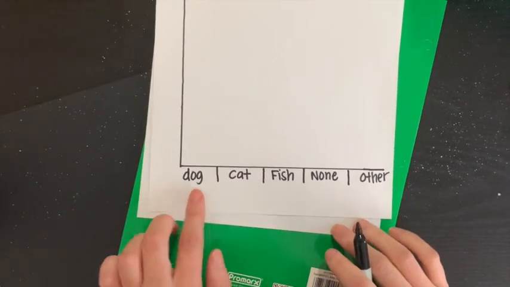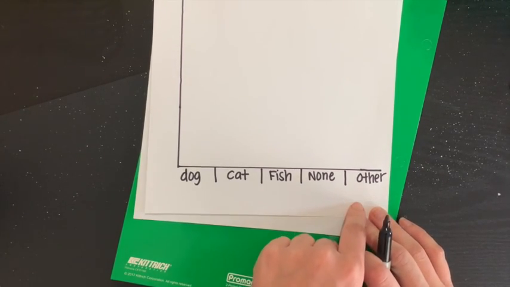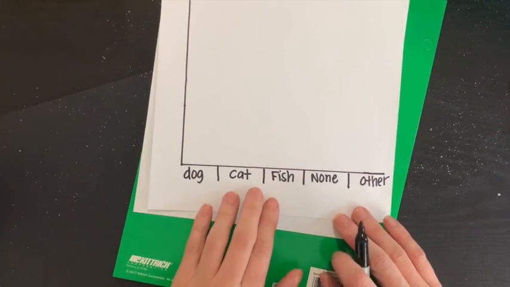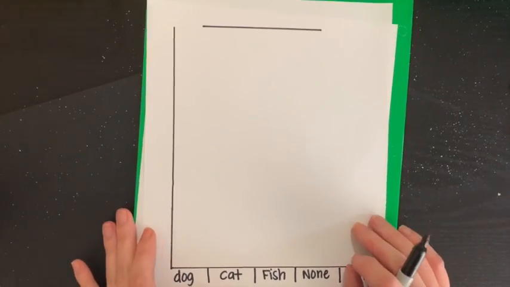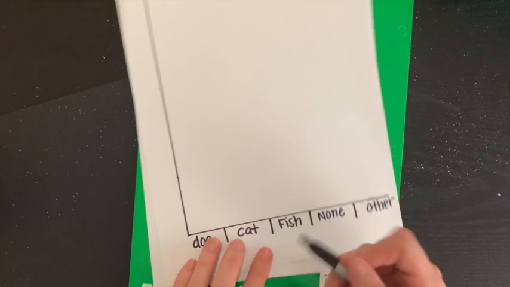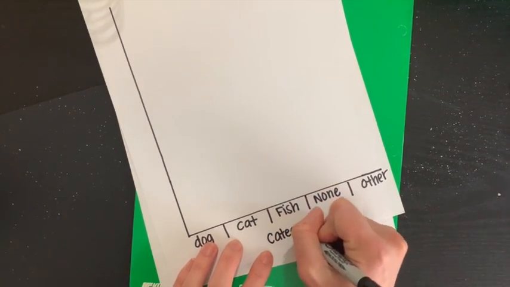So I have dog, cat, fish, no pets, or other pets. I wrote them a little bit differently on here than they look on the data. That's okay, I just needed to save some space. Okay, so now that I have my categories, remember these are the categories.